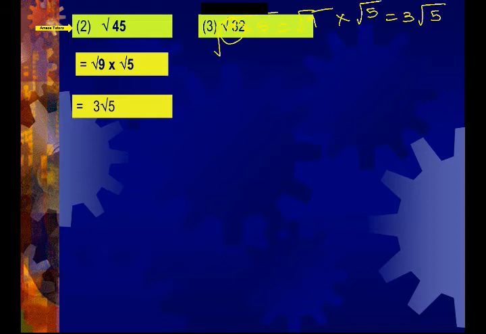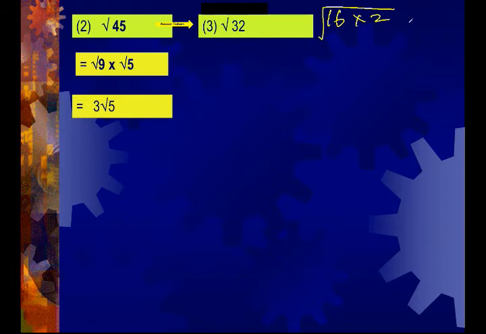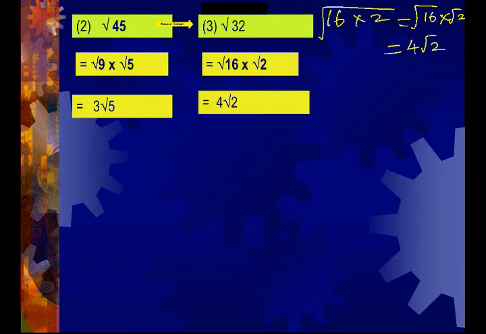I hope you understand. Now, do you think of any perfect square factor for 32? Yes, of course. 16, isn't it? 16 times 2 is 32. Now, square root of 16 times square root of 2. What is square root of 16? It's a perfect square number and it has an exact square root, which is 4. So the answer must be 4 root 2. Look at the steps yourself. 16 root 2, 4 root 2.